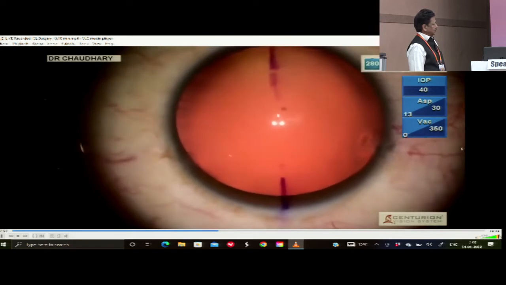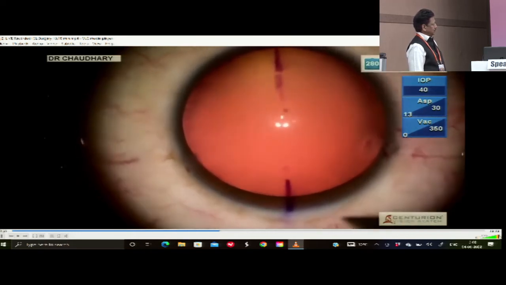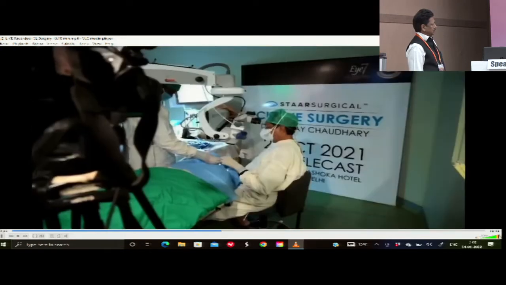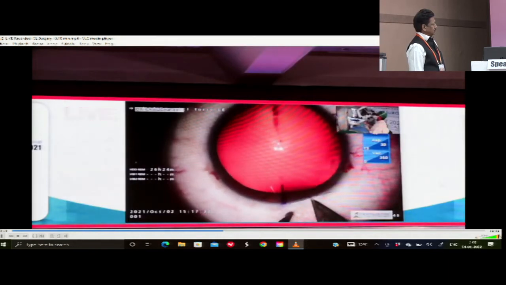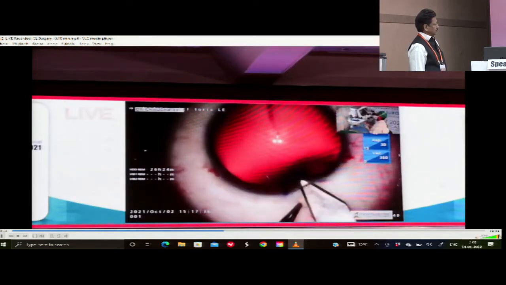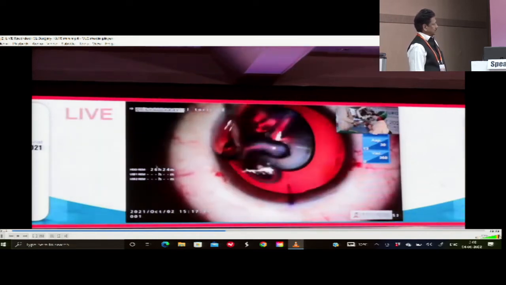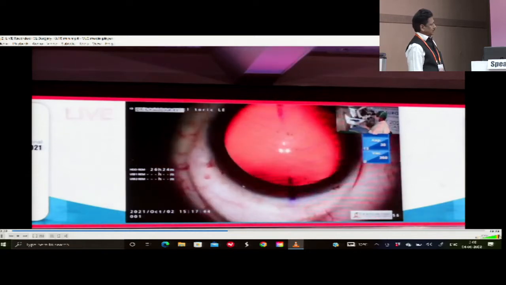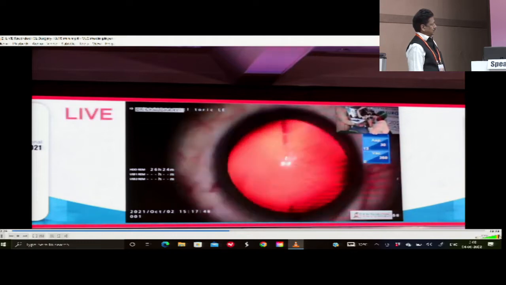It has filled up nicely anterior chamber with viscoelastic, so the chances of touching the lens with the blade is very low. Which is 3.2 millimeters. Now, like Dr. Sanjay has filled up nicely anterior chamber with viscoelastic, so the chances of touching the lens with the blade is very low.